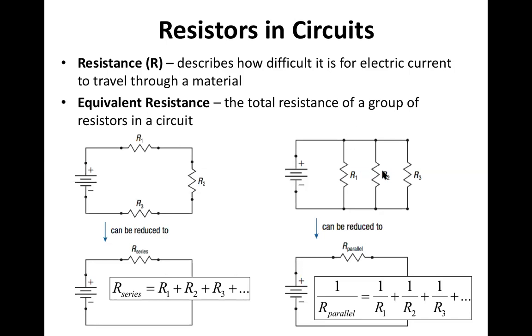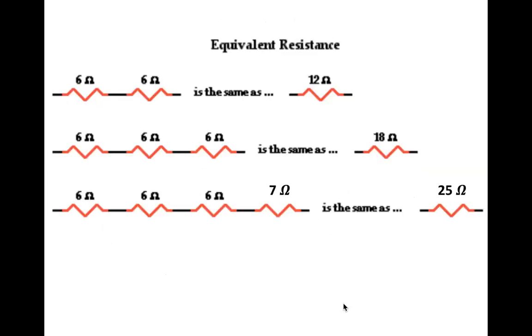If it's just parallel, it's this fraction equation: 1 over R1 plus 1 over R2 plus 1 over R3 equals 1 over R parallel. So it's important to know how to take the reciprocal of your answer. If we just have series 6 plus 6 plus 6 ohms, we can collapse those three together to get 18 ohms. So it's pretty easy.